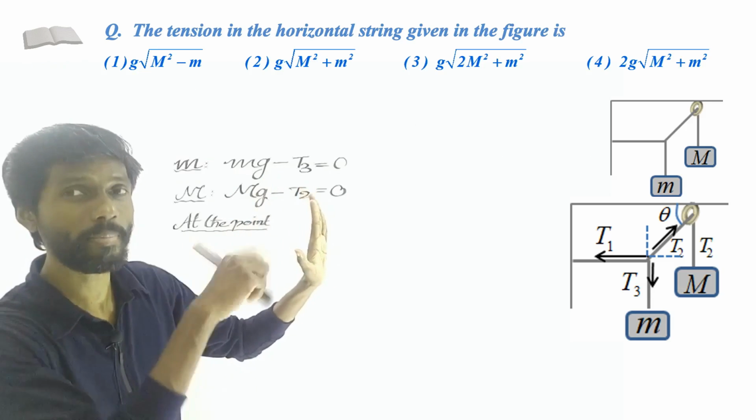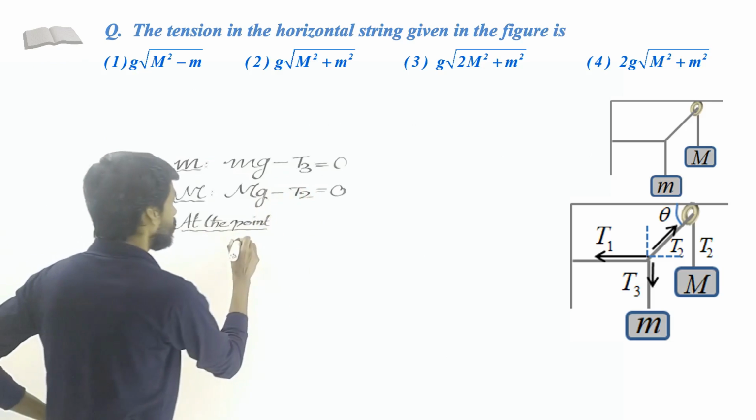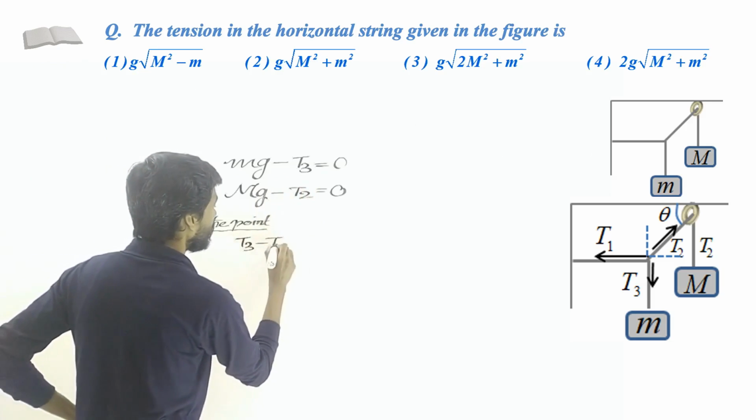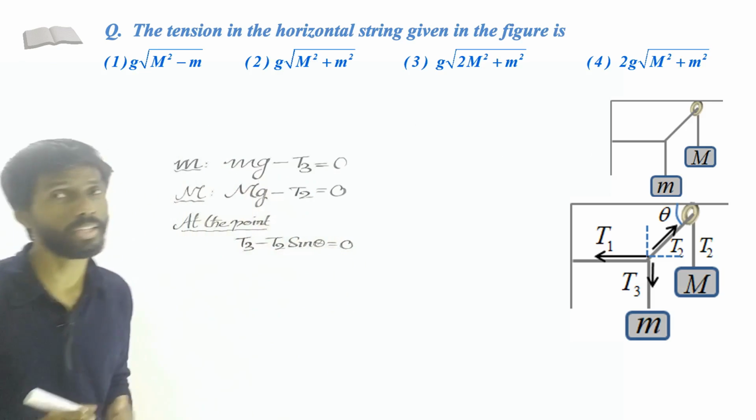T2 makes angle 90 minus theta with the vertical, so that means T2 sin theta, so that means T3 minus T2 sin theta equals 0. So that is in the vertical direction.